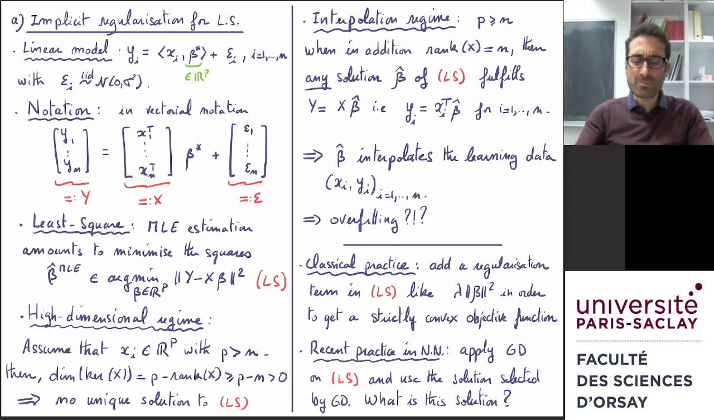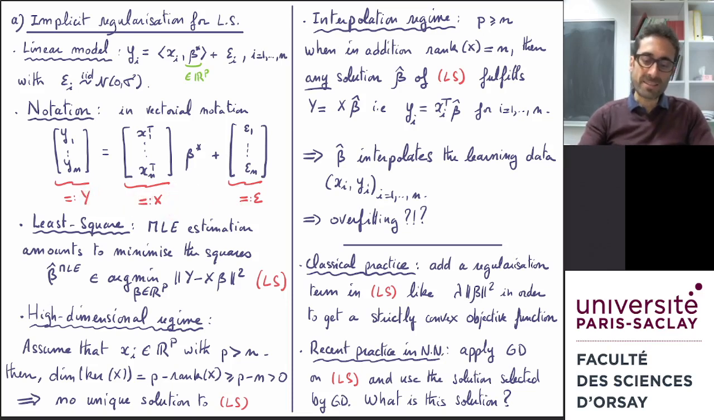As usual, we will write it in the vectorial form. Denote by capital Y the vector of the yi, y1 to yn. The same for epsilon. And we consider the matrix capital X, where for each row we set each observation x1, ..., xn. So you have the classical Y equals X beta star plus epsilon.